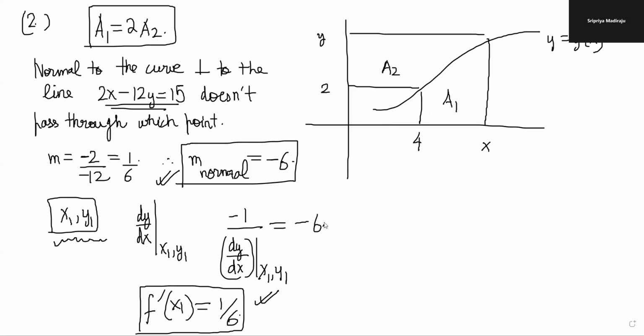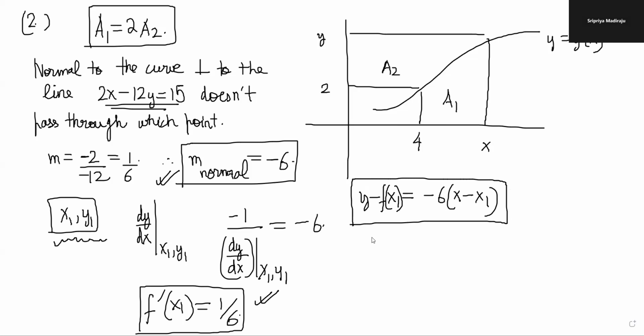Then the equation of the normal would become... wait, this is the derivative. So the slope of the normal is minus 6. So the equation of the normal would be y minus y1 is equal to minus 6 times (x minus x1).